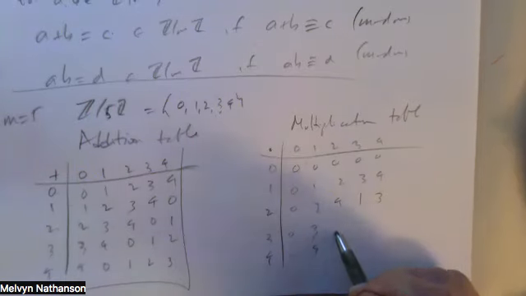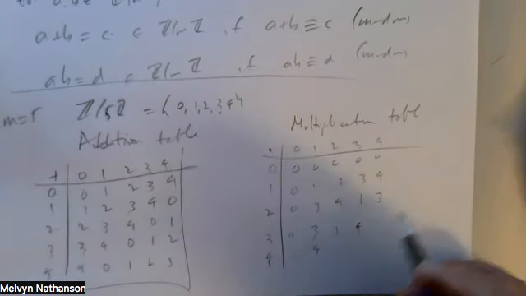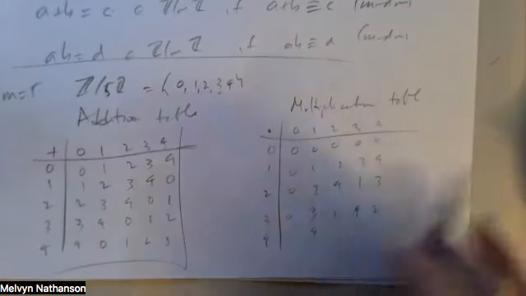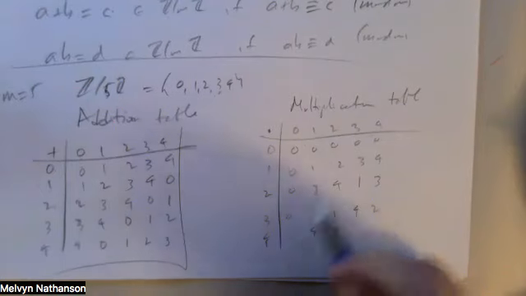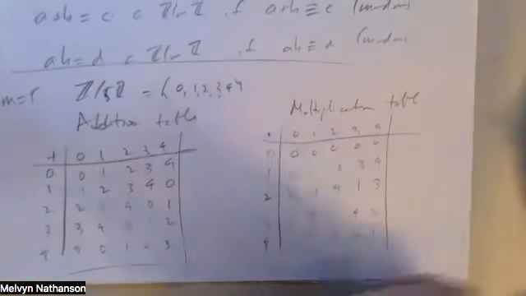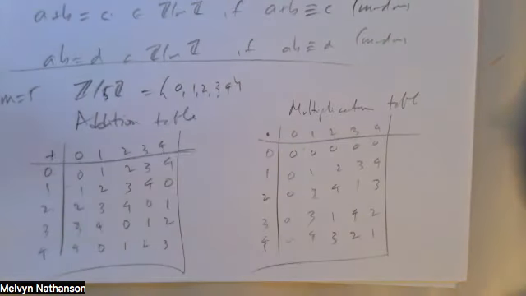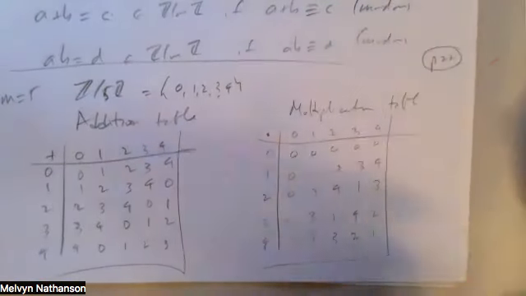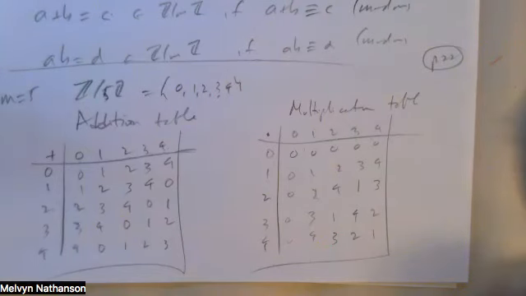3 times 2 is 6, which is 1. 3 times 3 is 9, which is 4. 3 times 4 is 12, which is 2. 4 times 2 is 8, which is 3. 4 times 3 is 12, which is 2. 4 times 4 is 16, which is 1. So that's the multiplication table mod 5, which you can check. It's actually calculated in the book also.